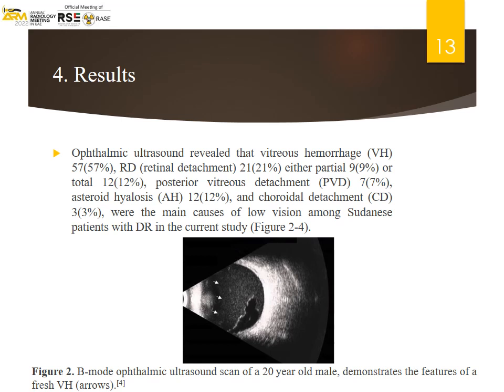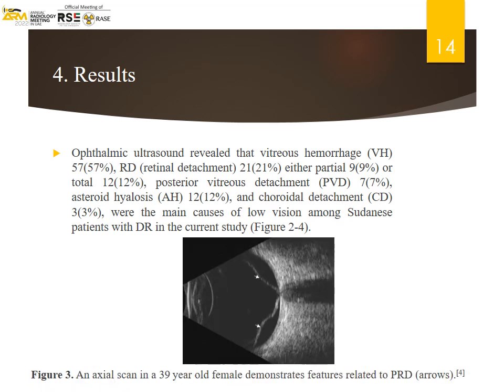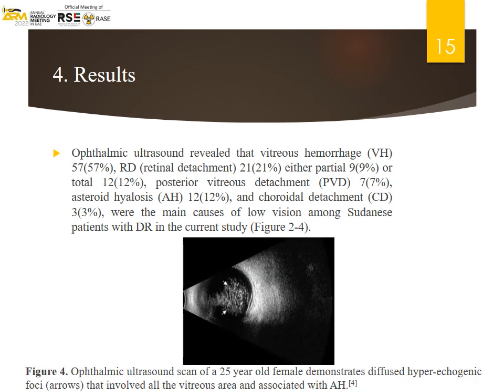Here are the most important cases detected using B-mode ocular ultrasonography scans in the study sample. Figure 2 shows a 20-year-old male's B-mode ocular ultrasonography showing a new vitreous hemorrhage. Figure 3 demonstrates posterior retinal detachment in a 39-year-old woman. Figure 4 shows an ocular ultrasound scan of a 25-year-old girl with scattered hyperechogenic foci with asteroid hyalosis.